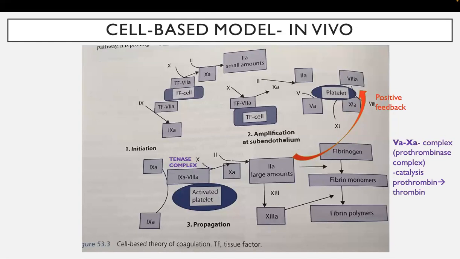And then when activated factor 7 binds with these tissue factor-bearing cells, they will activate factor 10. And then activated factor 10 will promote a small amount of thrombin, as you can see there. So 2A, activated factor 2, thrombin, only in small amounts. And then this small amount of thrombin will go on to your amplification phase.